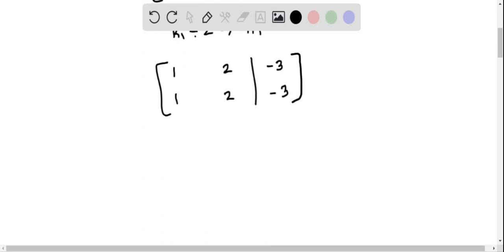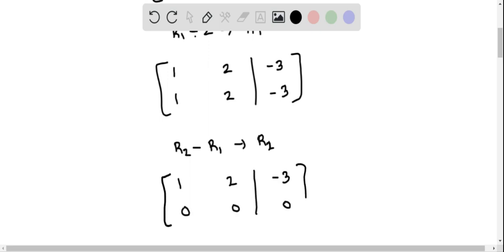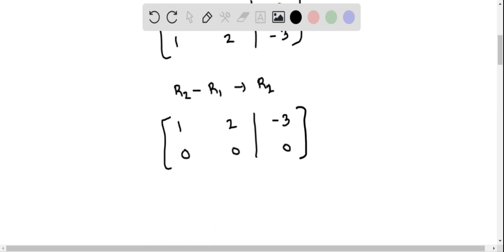Now I do this operation, that is R2 minus R1. This is updated as R2. So I write down this first row elements as it is, that is 1, 2, negative 3, and then R2 minus R1. So 1 minus 1 is 0, 2 minus 2 is 0, negative 3 minus negative 3, which is negative 3 plus 3, is also 0. So we now end up with this matrix or the system equivalent.